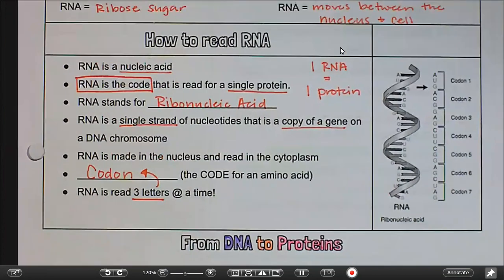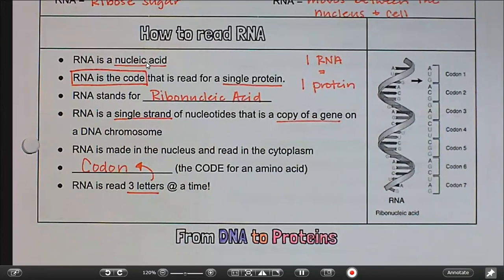How do we read RNA? RNA is a nucleic acid, and RNA is a code for a single protein. So if you're going to make a note, please make a note that one RNA strand equals one protein. Remember our cookbook versus recipe analogy? Remember, DNA is the cookbook, so it has all of the pages, all of the recipes, all of the instructions. RNA is the message telling us how to cook one recipe or how to build one protein.